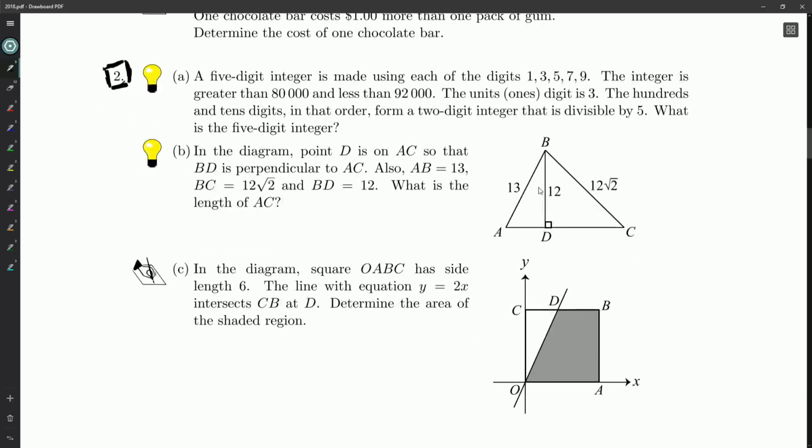A 5-digit integer is made using each of the digits 1, 3, 5, 7, 9. The odd numbers. Okay. The integer is greater than 8,000 and less than 92,000. Okay, so that sort of means the 9 has to be the first digit, and it will be followed by a 1. The units digit is 3. So we're really looking at 9, 1, blank, blank, 3 at this point. The hundreds digit and tens digit in that order form a 2-digit integer that is divisible by 5. What is the 5-digit integer?